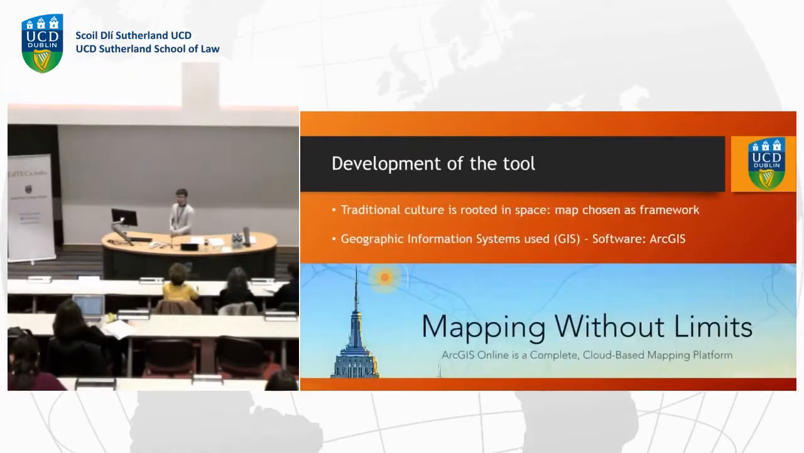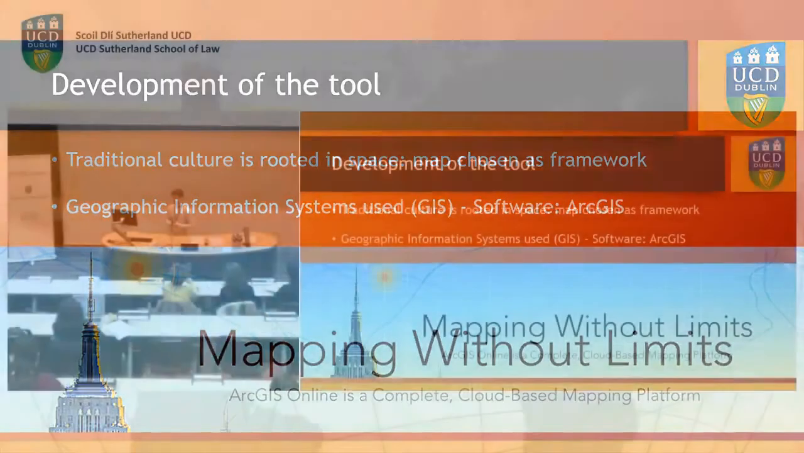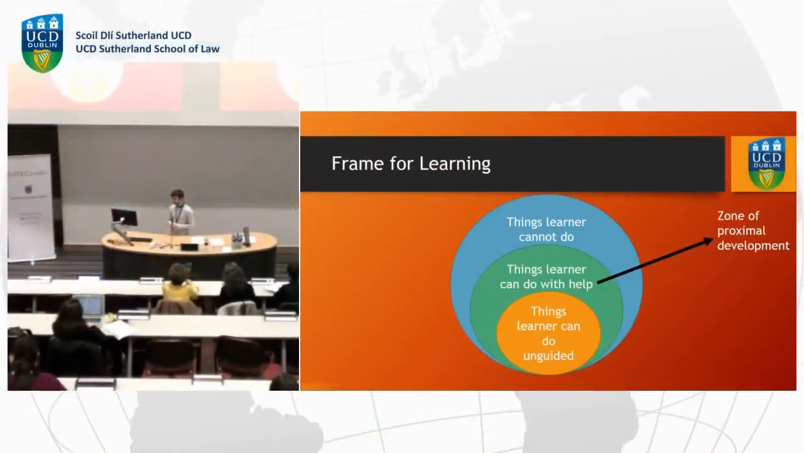So because traditional culture is rooted in physical space, in this case I chose a map as the framework, and I used geographic information systems, or GIS, which are used a lot in the sciences and in social science, but haven't really been harnessed properly for the humanities yet, to create this framework. And Jane Nolan in the library is a great support, a great help, if anybody's thinking of using GIS.